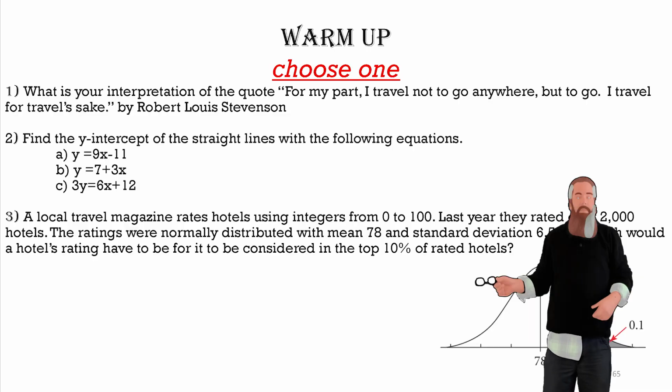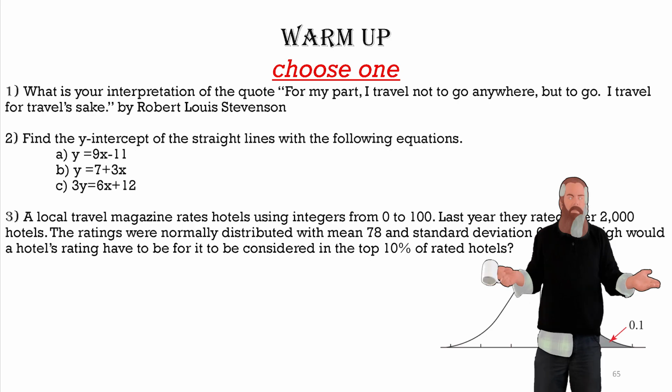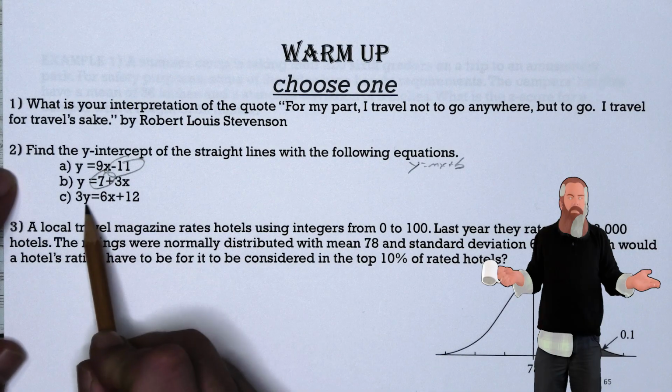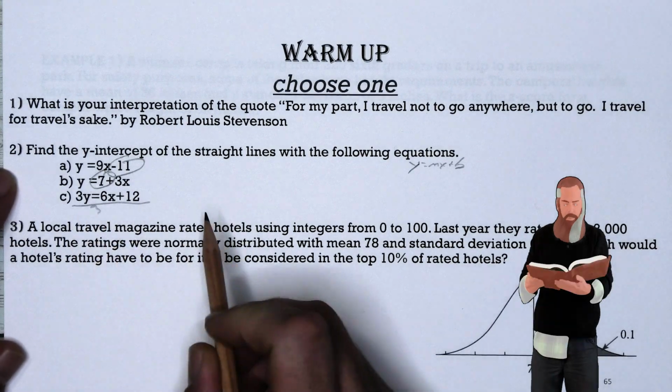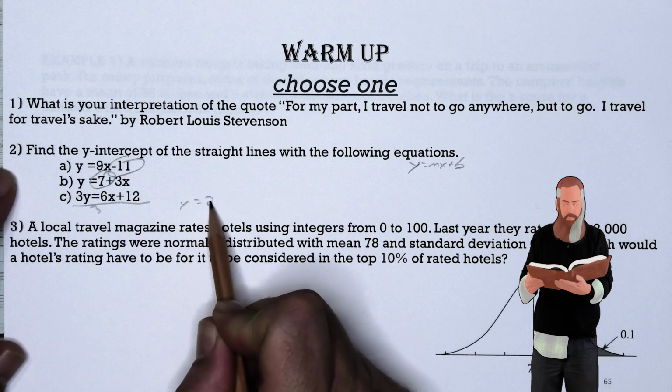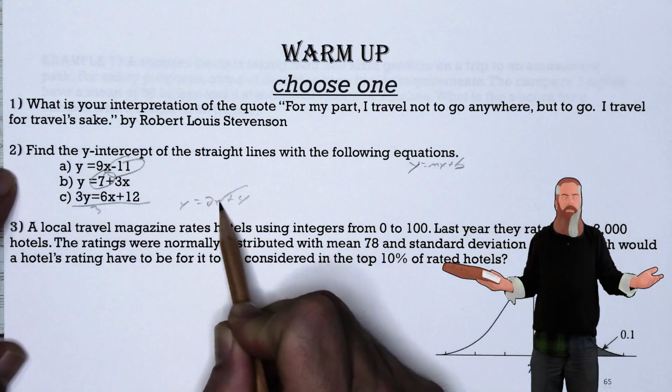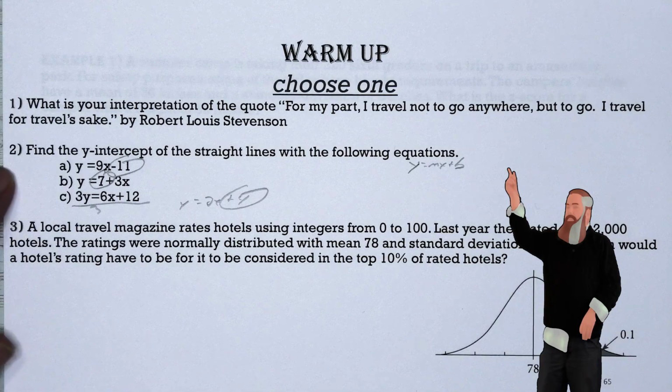The third one, 3y is 6x plus 12. We need to divide each of these things by 3, giving us y is 2x plus 4, and now we can see that 4 is the y-intercept.